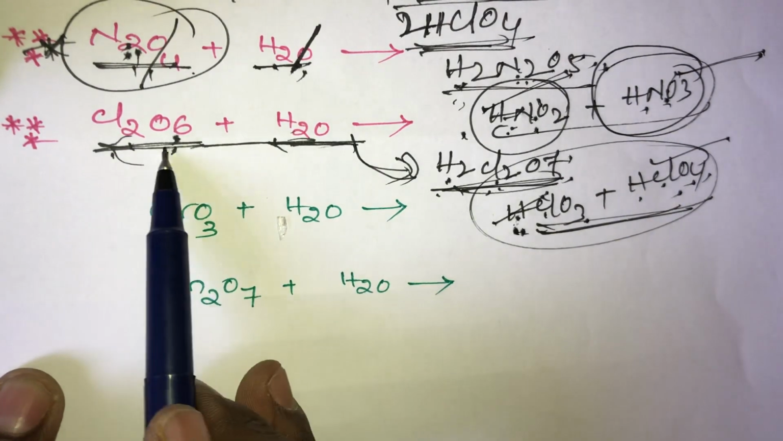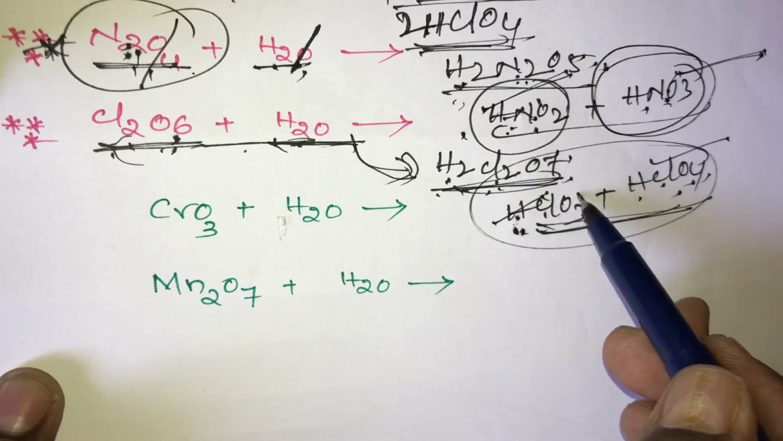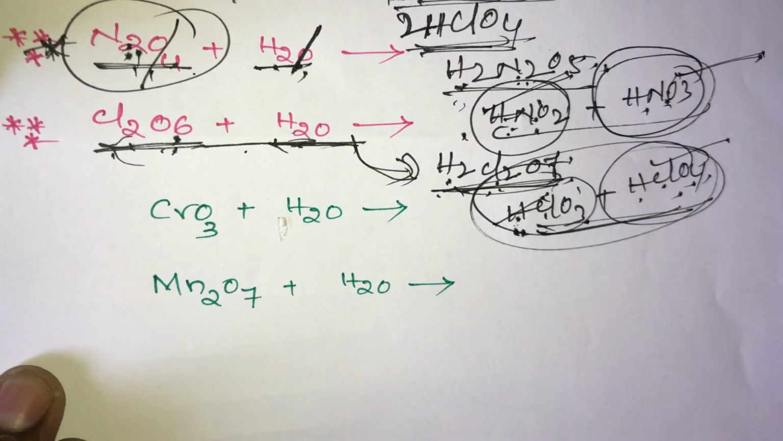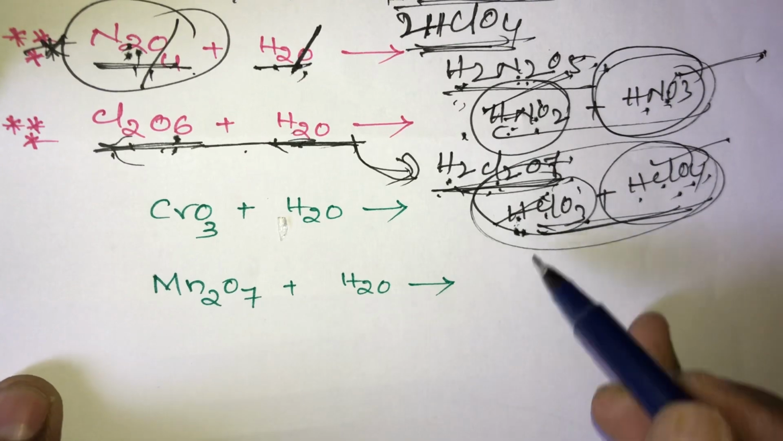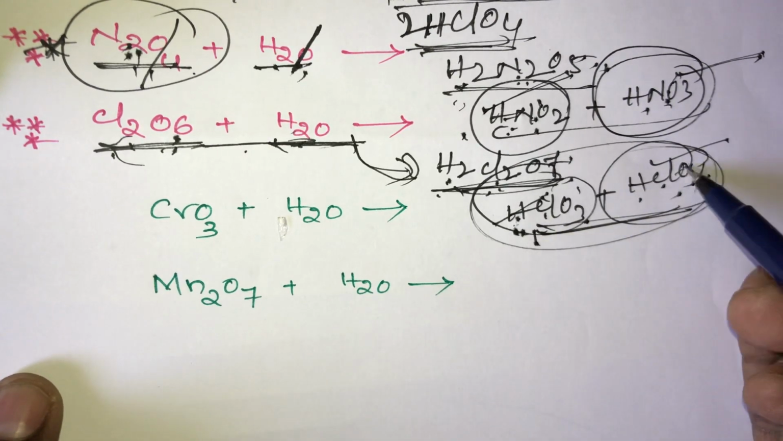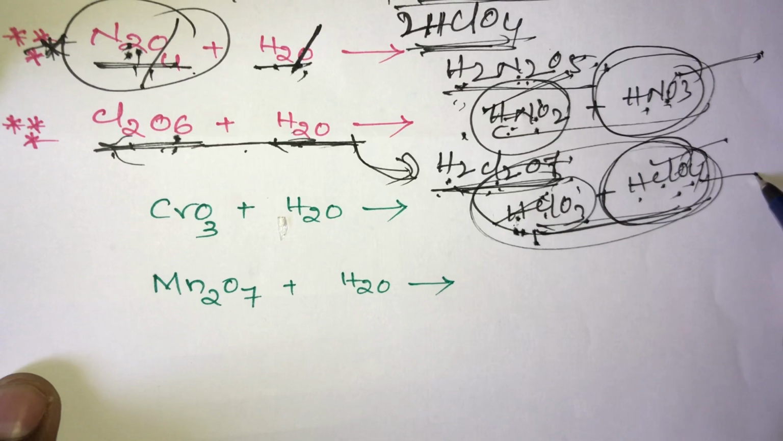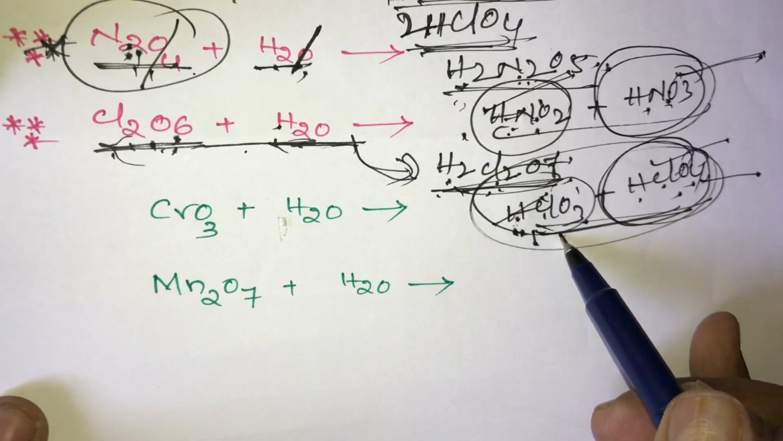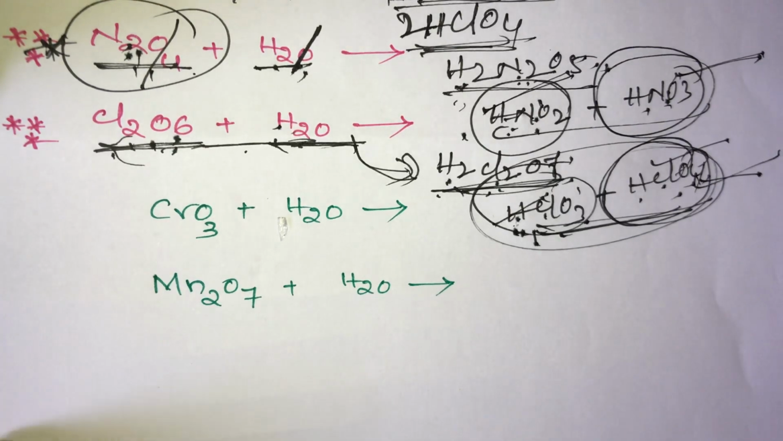So when Cl2O6 dissolves in water, it gives one chloric acid and another perchloric acid. HClO3 is called chloric acid, and HClO4 is called perchloric acid. Cl2O6 is the mixed anhydride of HClO3 and HClO4. This is also very important, students.